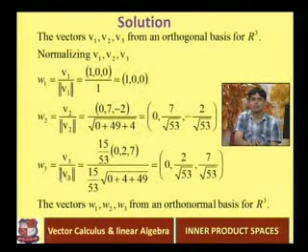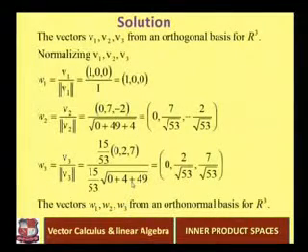Similarly, normalizing the vector v3, w3 is equal to v3 upon norm of v3, which is 15 by 53 into (0, 2, 7) upon norm of v3, and the resultant value is (0, 2 by 53, 7 by 53). And this v1, v2, v3 and w1, w2, w3 are the orthonormal basis for R3. So using the Gram-Schmidt process, we have seen in this example how we convert an arbitrary basis into an orthonormal basis.